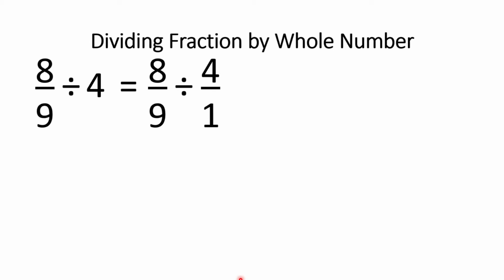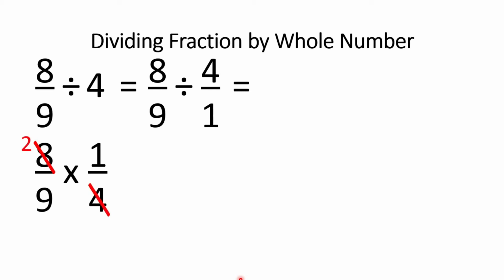Our next step will be, we need to change our division sign into multiplication. Then, we write our divisor as its reciprocal. Yung 4 over 1 will be 1/4 or 1 over 4. Then, we're going to proceed with cancellation. 8 and 4 can be cancelled. 8 will be 2, then 4 will be 1. Pakicheck din natin kung meron pa tayong makakancel.